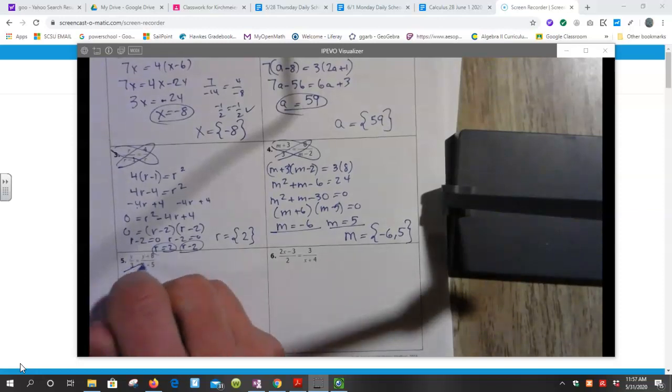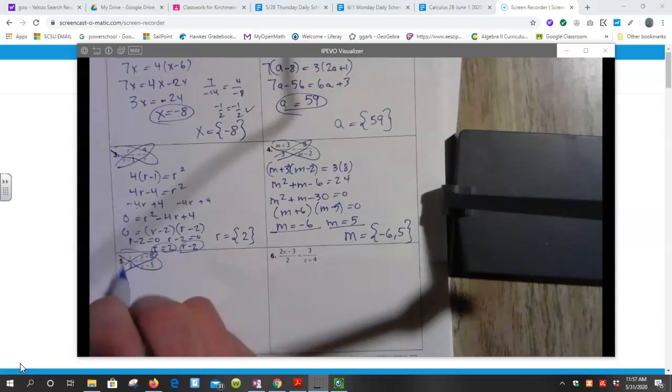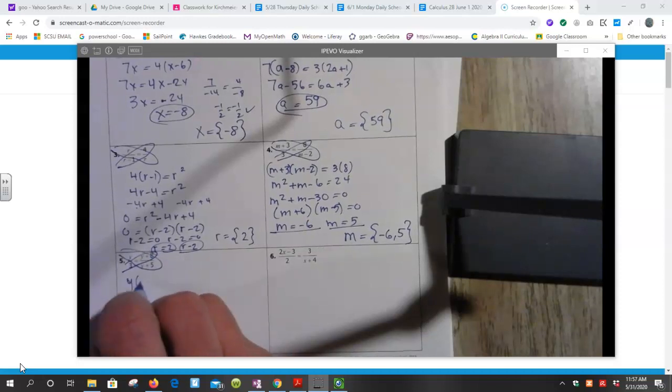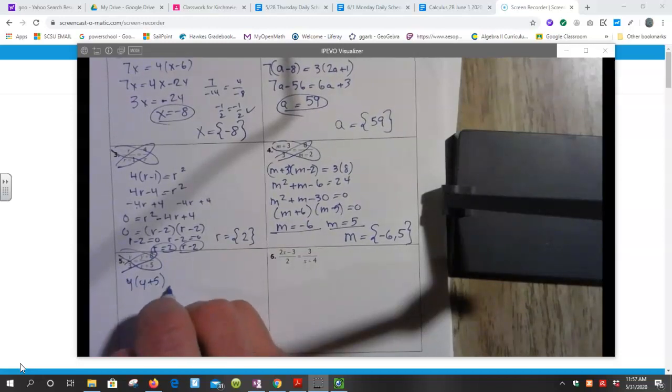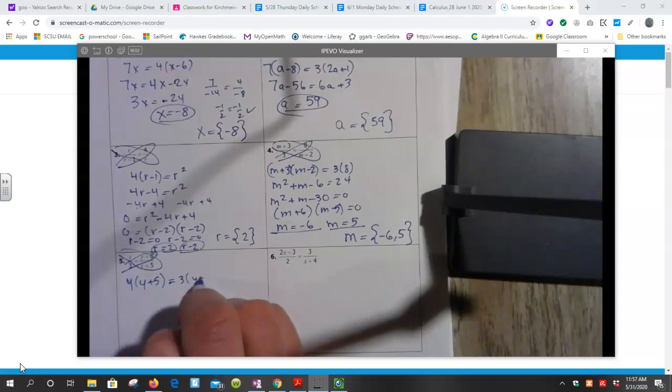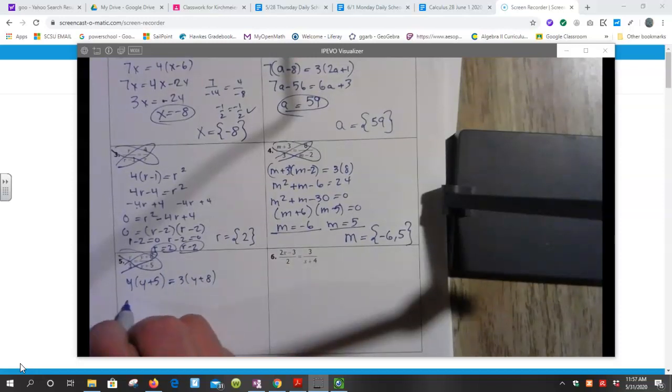Making progress, picking up steam. So we try our cross products first and see if that works. So we'll have y times y plus 5 is equal to 3 times y plus 8. Multiply that out, we're going to get y squared plus 5y equals 3y plus 24. Set it equal to 0.